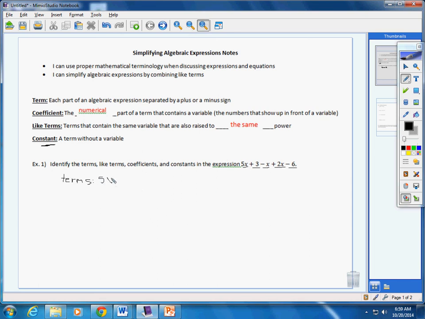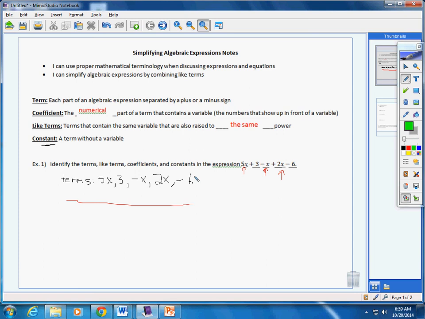So I'll do the first one for you, and then I won't do the others. 5x, positive 3, negative x, 2x, and negative 6. If I were you, I would also write just below this, like terms, and then which one are the like terms? Okay, back to our definition. The terms that contain the same variable that are also raised to the same power. So your like terms are 5x, negative x, and 2x. So once again, write those right here, just below your terms.